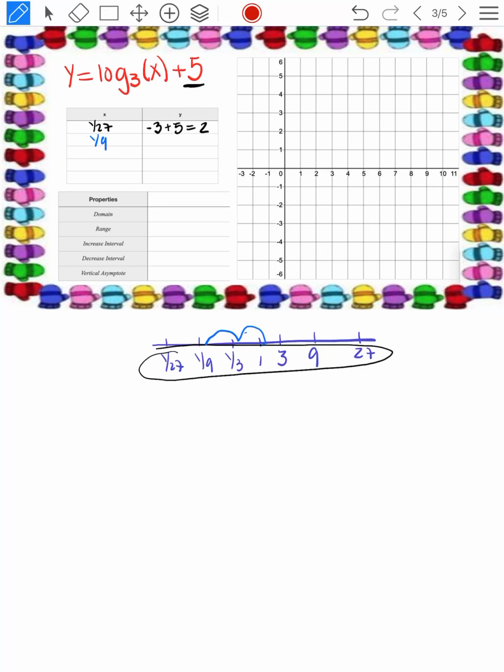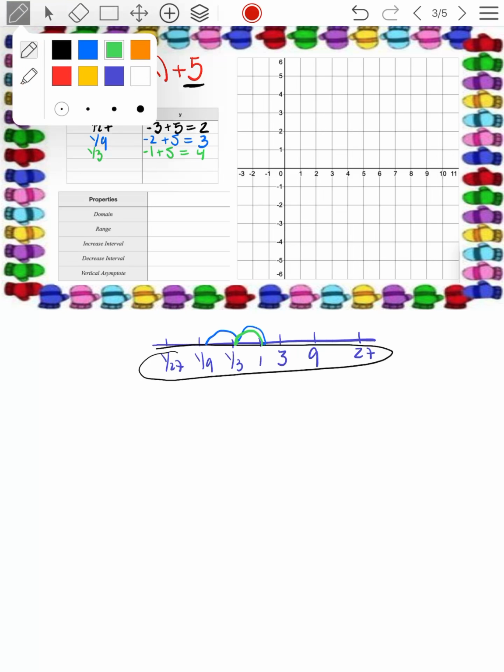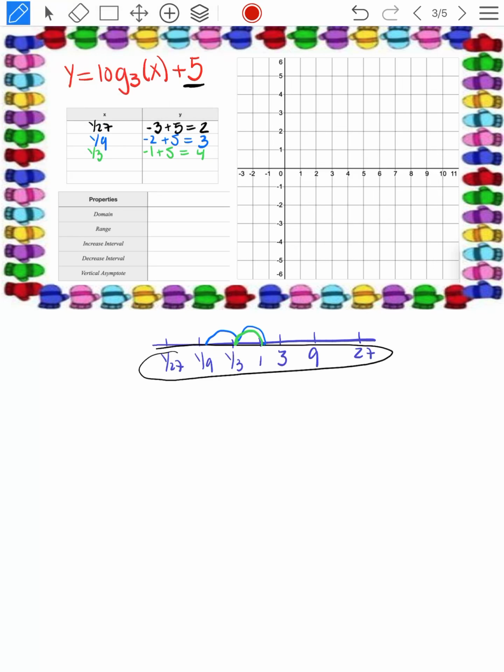Okay. Next, if I looked at 1/9th, log base 3 of 1/9 is -2 because it takes me 2 jumps to get there to the left. But then I'm going to add 5, and that's going to get me 3. If I go to 1/3, log base 3 of 1/3 is -1, 1 jump to the left, +5 is going to get me to 4. And then say I use 1. Log base 3 of 1 is 0. It's going to take me 0 jumps because that's where I start. +5 is going to get me to 5.